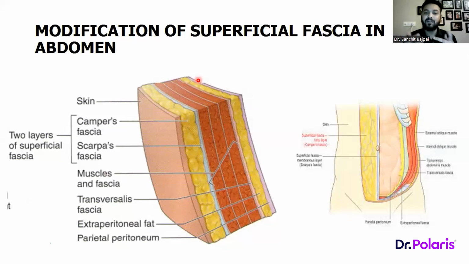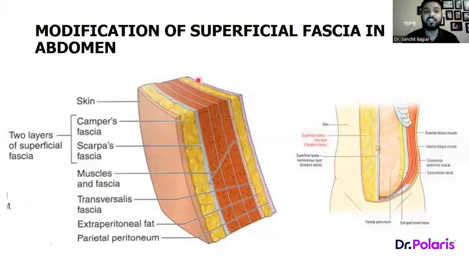Now, how I used to remember: I used to always get confused between Camper and Scarpa. Who's above, who's below? Remember a camp, right? How do you put a camp? You put it over on top, right? You put a camp on top and there is someone living inside. So the Camper is outside, right? The fatty layer outside is Camper. Underneath that, membranous Scarpa, right? So always remember that camp on top, that means it's the above one. So underneath the skin, first Camper's, then Scarpa's, then the underlying musculature.